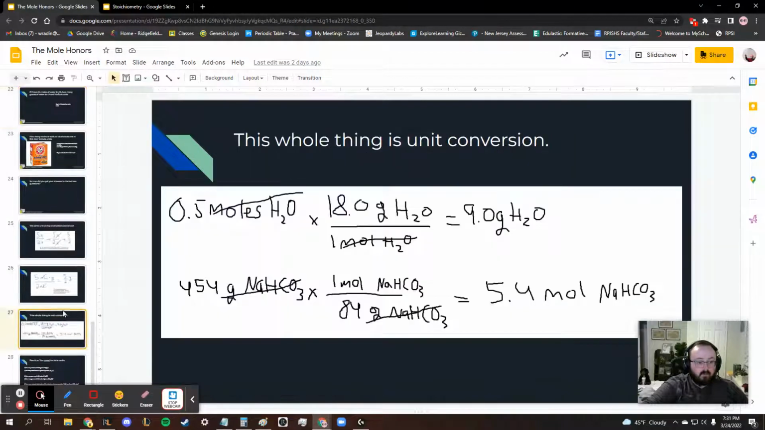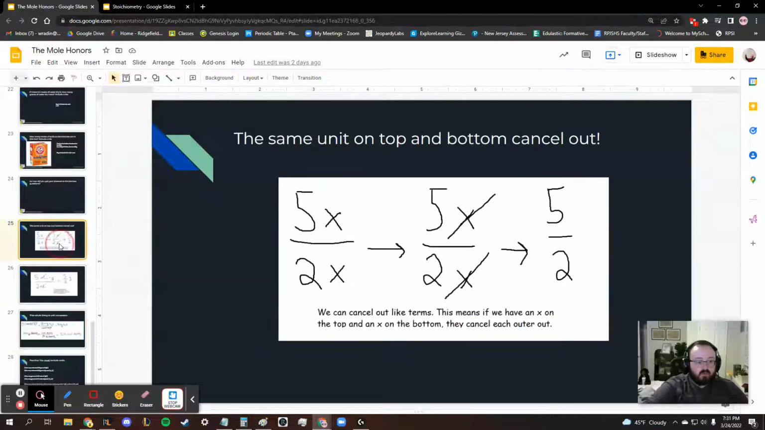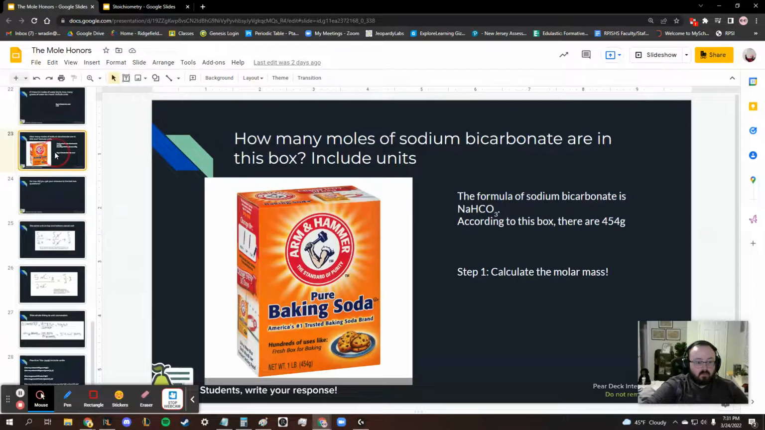This whole thing is going to be unit conversions. And here is our other one: how many moles do we have if I give you the grams? Because that's what stoichiometry is. All these problems that I'm going to ask you, I give you grams of something, you convert that into moles, convert that from moles of something to moles of something else, convert that from moles back into grams.